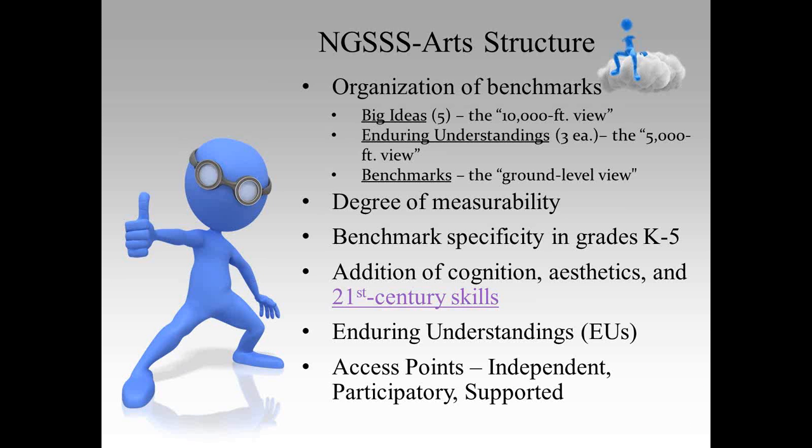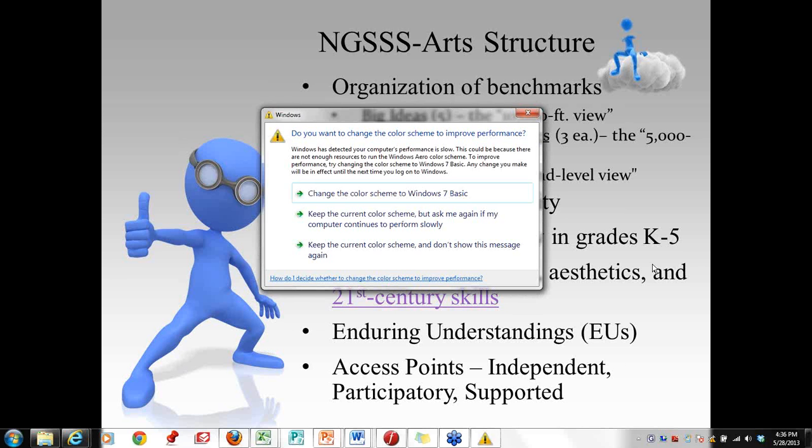So the Next Generation Sunshine State Standards, the structure and organization of them, is that the big ideas, the 5 of them, and there are only 5 of them, are the 10,000-foot view of the arts in general, and they are the same for all 4.